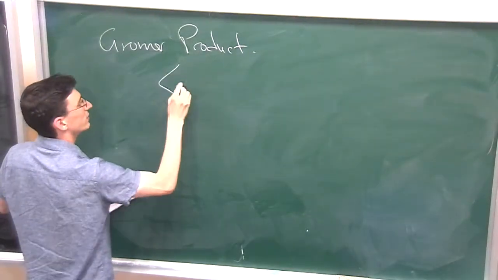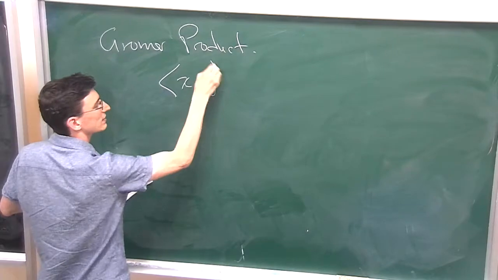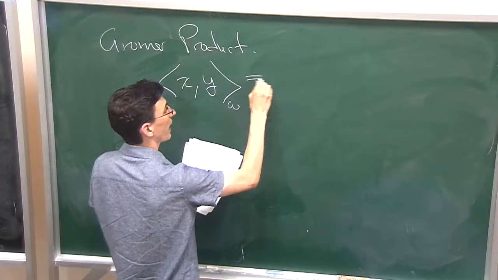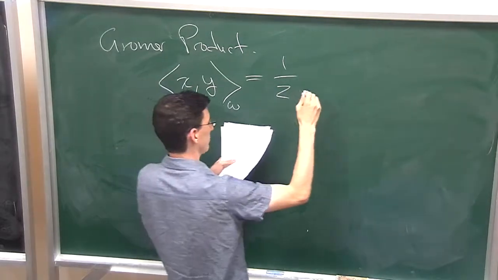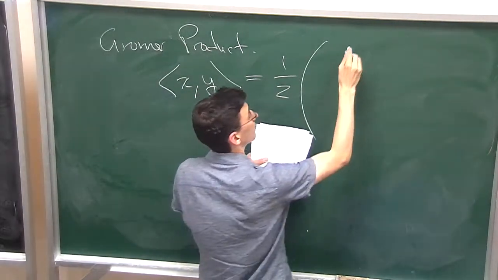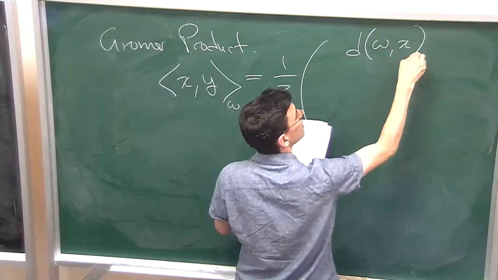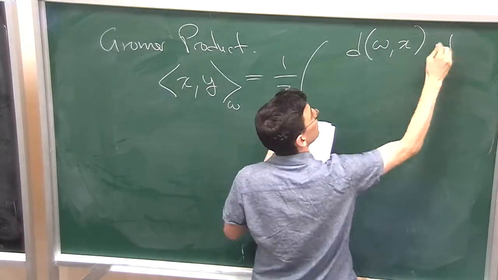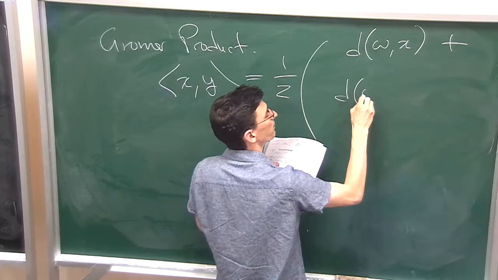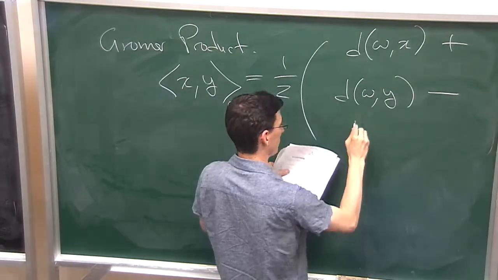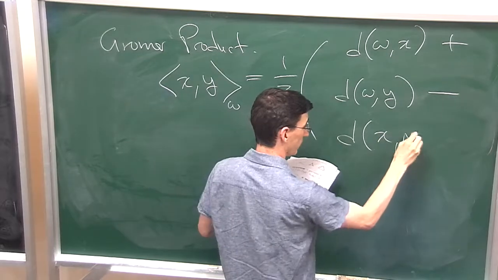So I have some points in my space, and then I have some preferred base point. We're going to write this down as: base point over to x, plus base point over to other point, and then minus the distance between my 2 points.